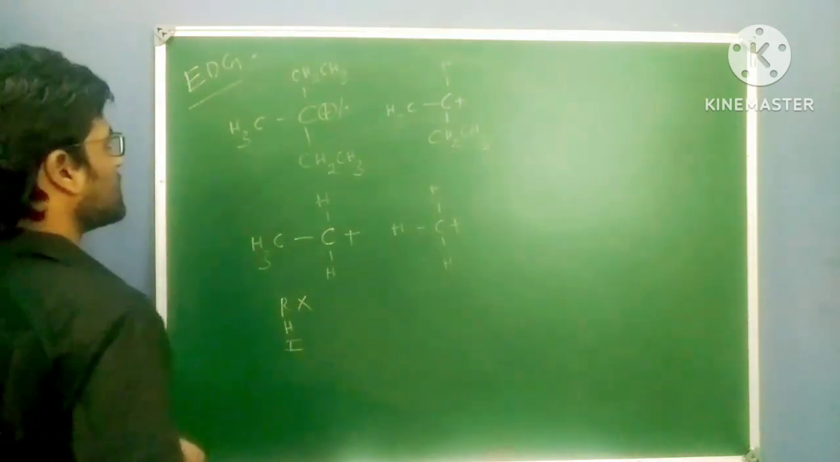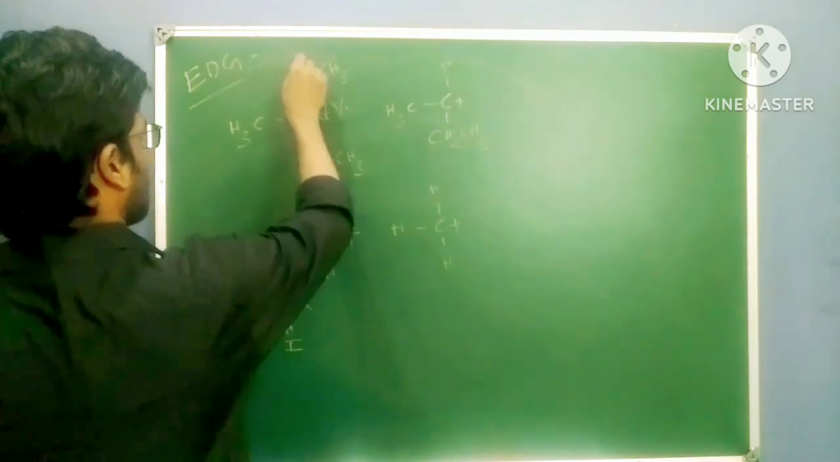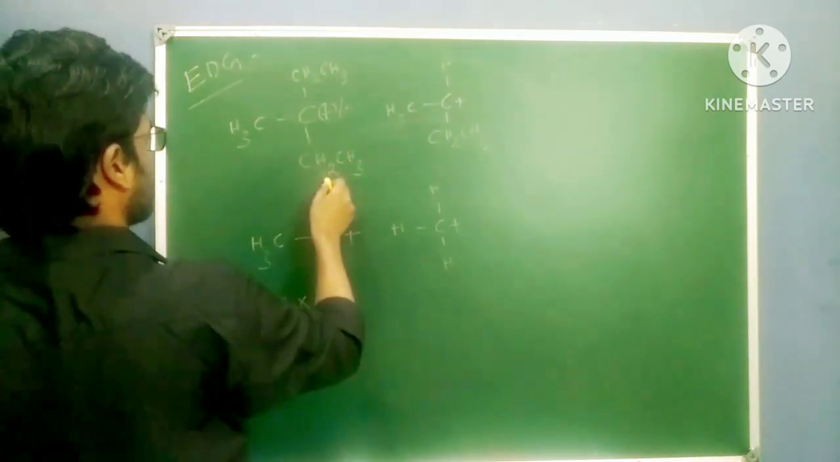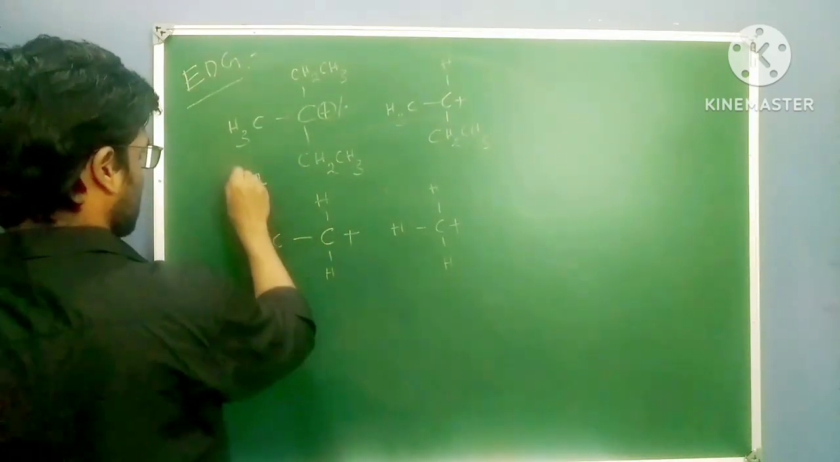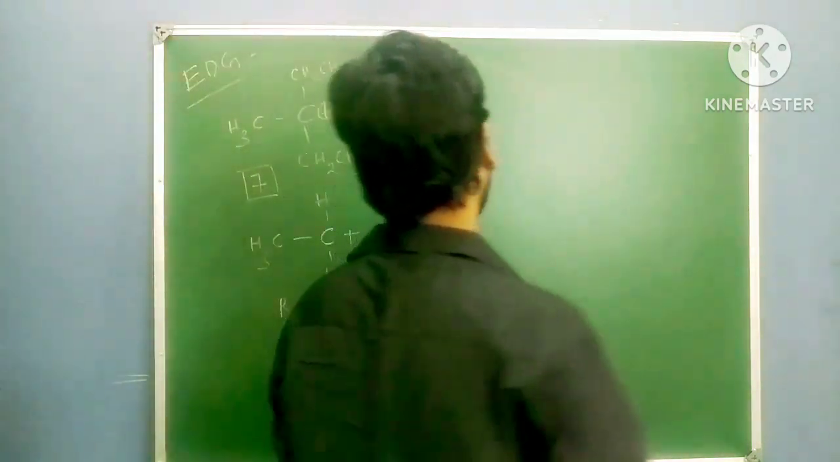Hyperconjugation is nothing but the number of alpha hydrogens. Here alpha position, here alpha position, here alpha position. Totally, 2 hydrogens, 2 hydrogens is 4, 4 plus 3 is 7. So 7 alpha hydrogens are there, so 7 hyperconjugating structures are there.